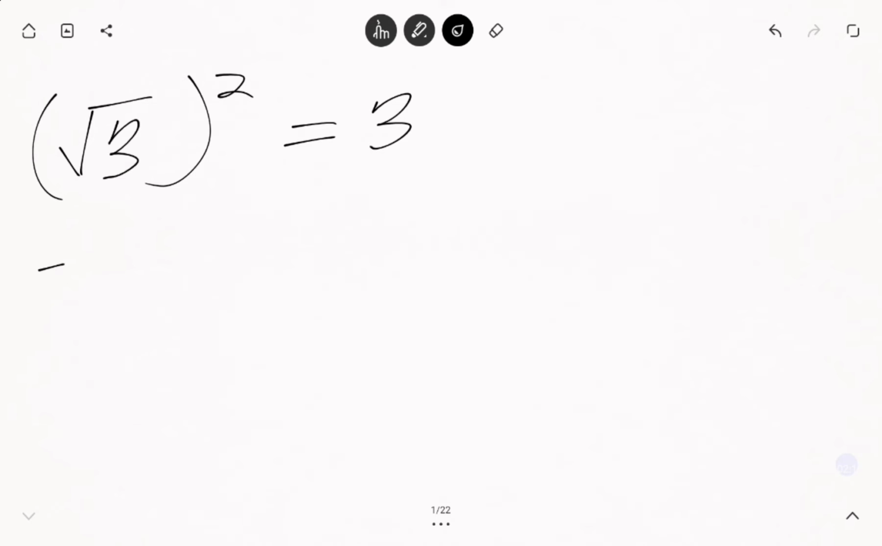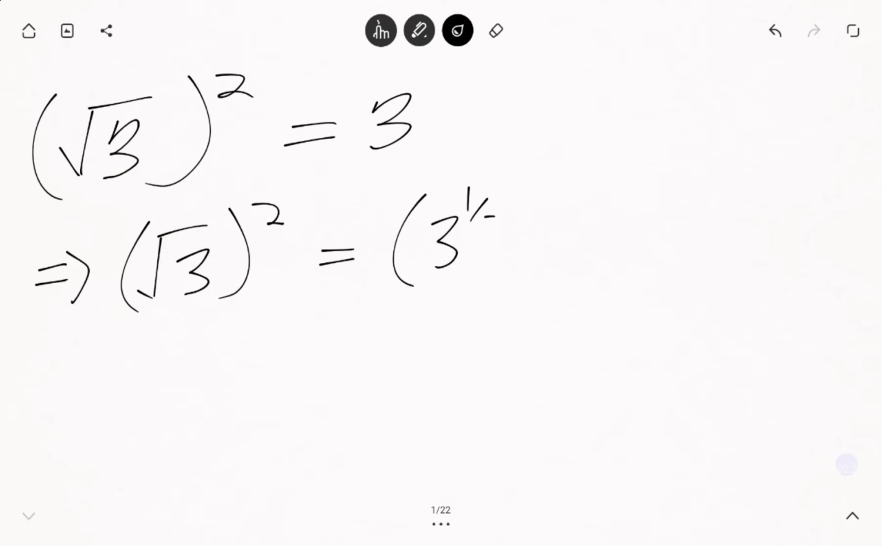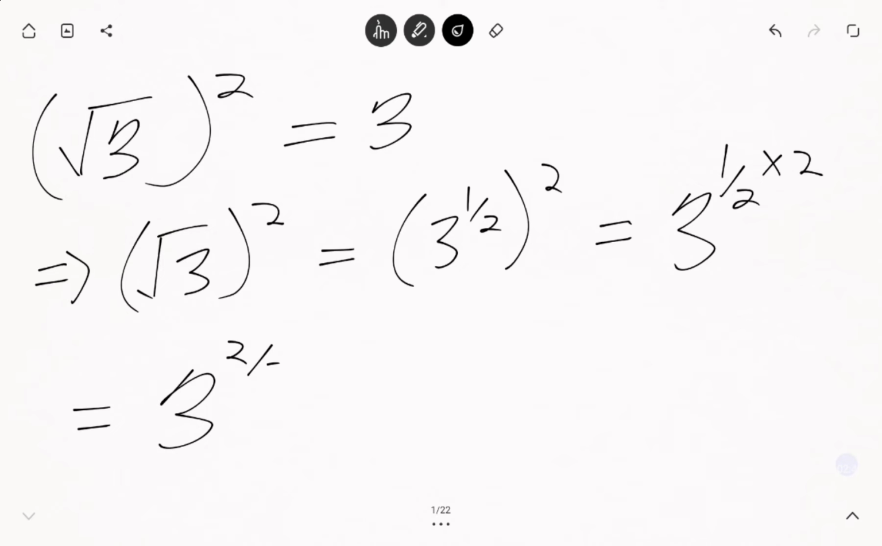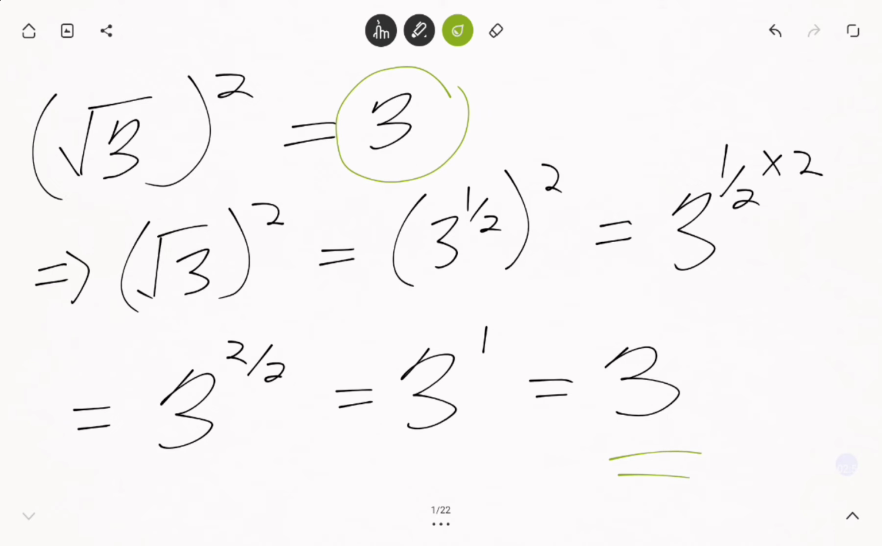Now this is what you do. You write your root 3 all squared, and then you establish the fact that 3 raised to the power half is equal to root 3, and then you square that. So you have 3 raised to the power half multiplied by 2, and that will give you 3 raised to the power 2 on 2, which is the same as 3 raised to the power 1, and this is equal to 3, as you estimated at the beginning. So 3 is our answer. Now let's have a look at another example.